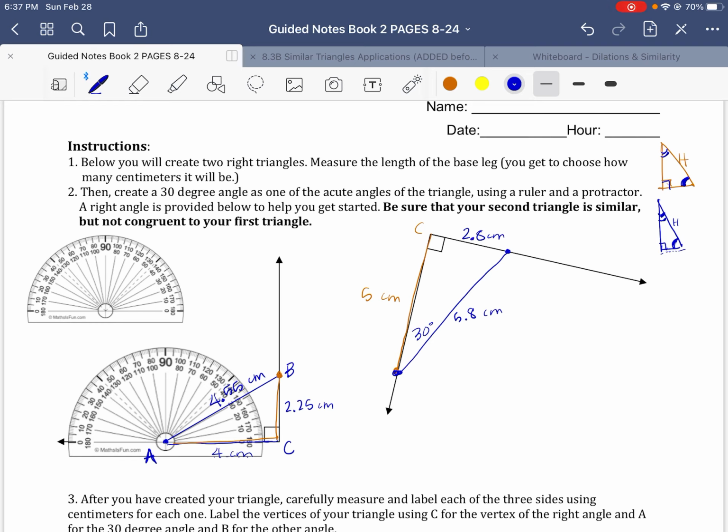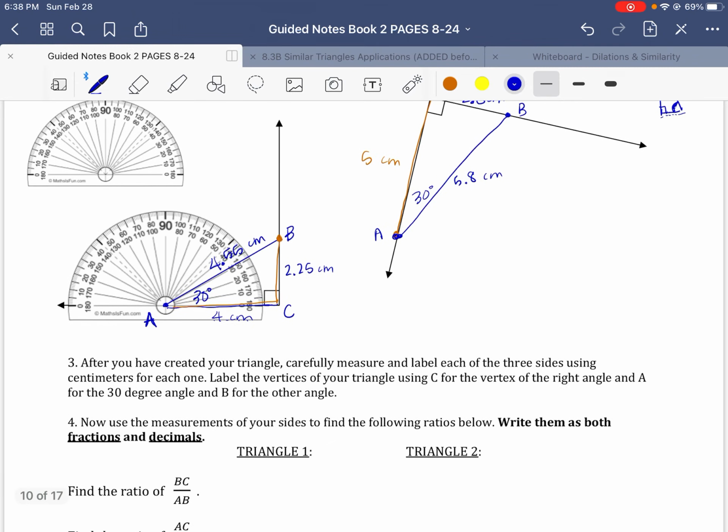So this was 2.8 centimeters. There's my 30-degree angle as the A, and there's my B. So here I have two triangles. Now again, notice these are similar triangles because they both have a 30-degree angle. They're just rotated in different ways, right? Because that 30-degree angle is the same, the 90-degree angle is the same. These are similar triangles, which means the ratio of the sides should be the same length.